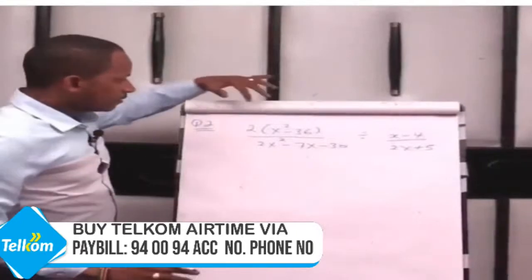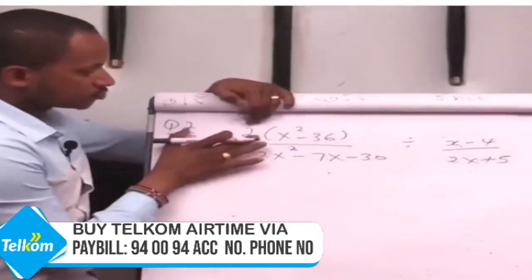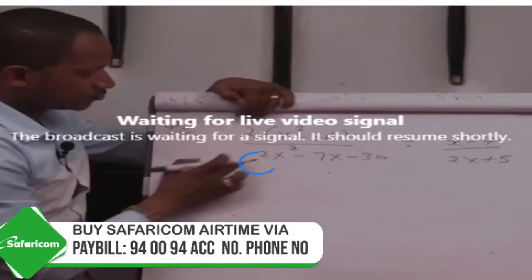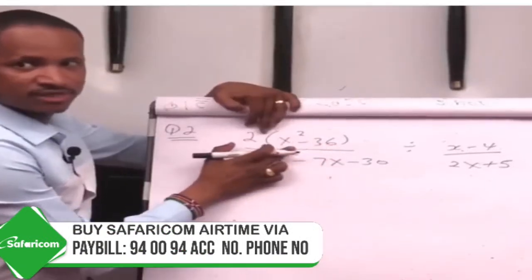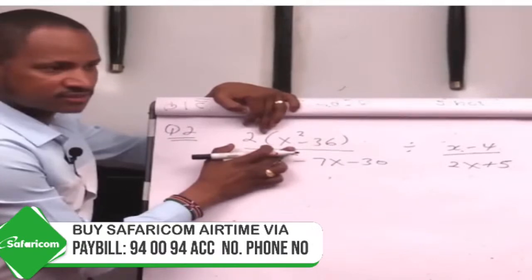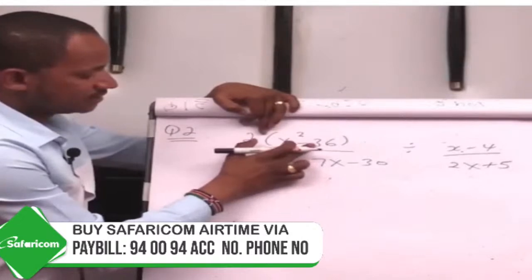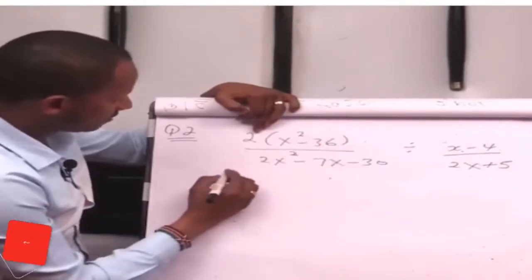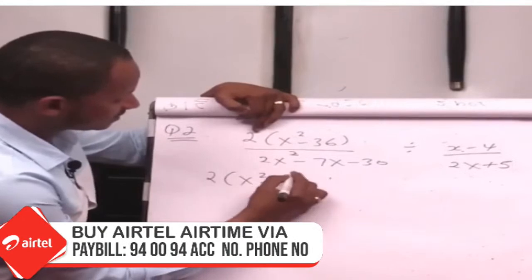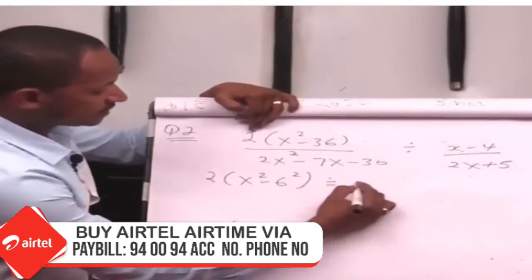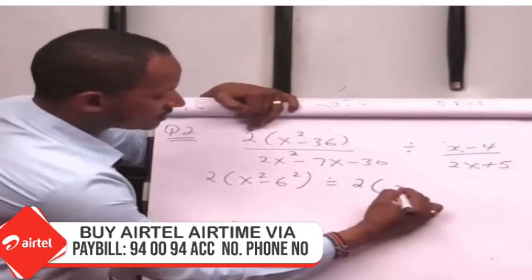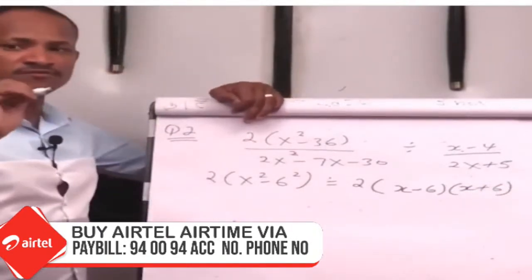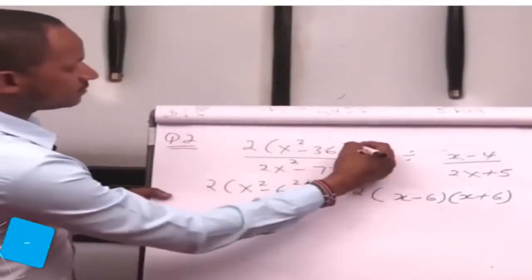So look at this. I want you to solve them separately. Solve whatever you are given in the first column here. So we have x squared minus 36. There's something unique about this. Remember, I told you about the difference of two squares. So x squared minus 36 is the same as x squared minus 6 squared. So at the numerator we have 2 into x squared minus 6 squared, which is the same as x minus 6 into x plus 6. A difference of two squares. So we've solved this part.